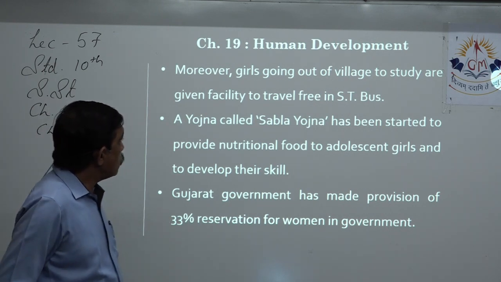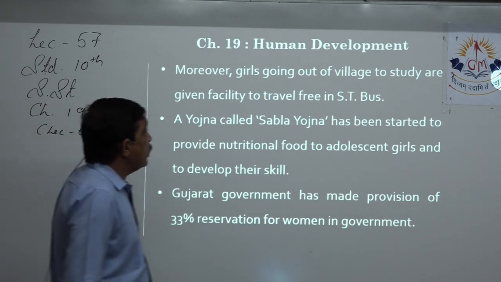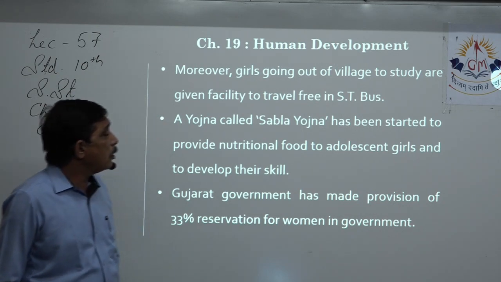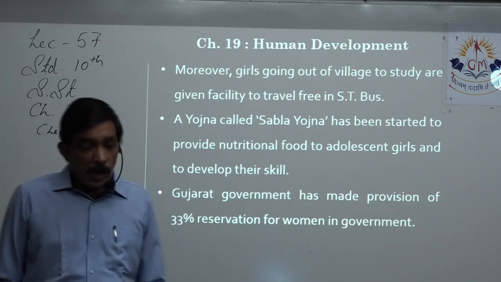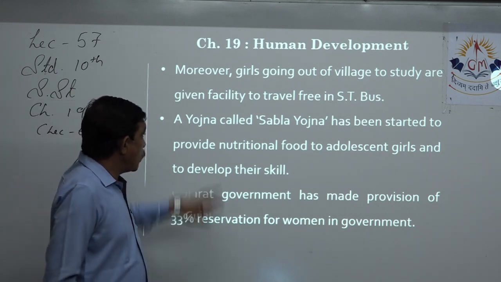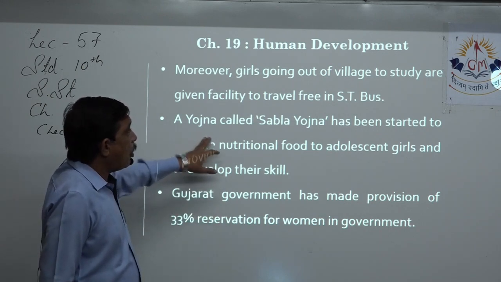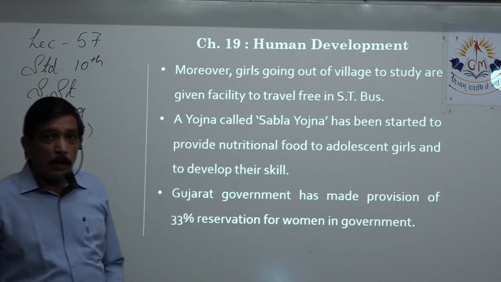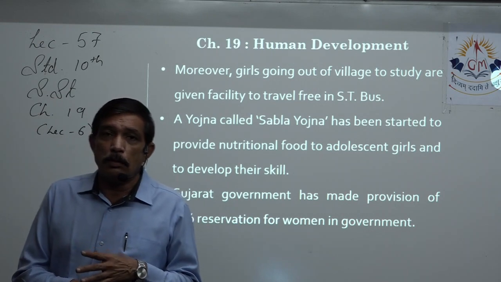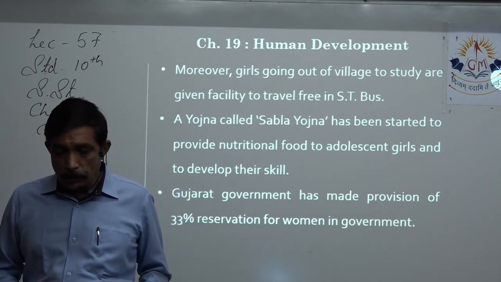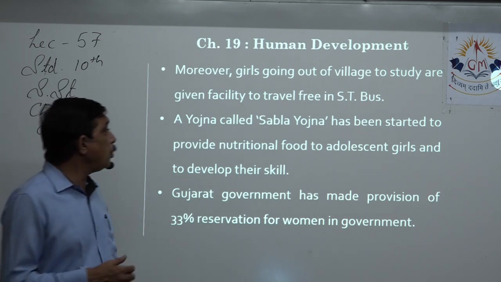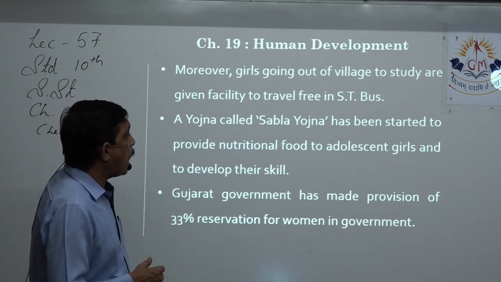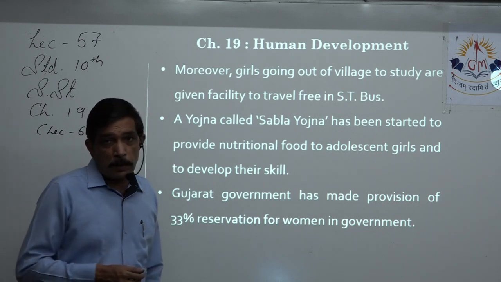Moreover, girls going out of the village to study are given the facility to travel free in ST buses. Another Yojna is called Sabla Yojna. Now, Sabla means strong. Yes, Abla, Sabla, right? So Sabla means strong. It has been started to provide nutritional food to adolescent girls and to develop their skills.